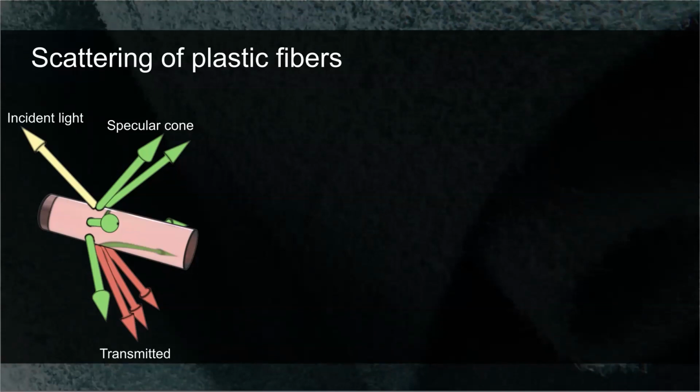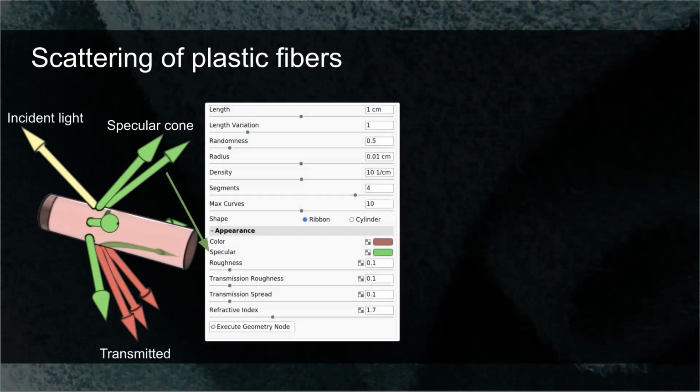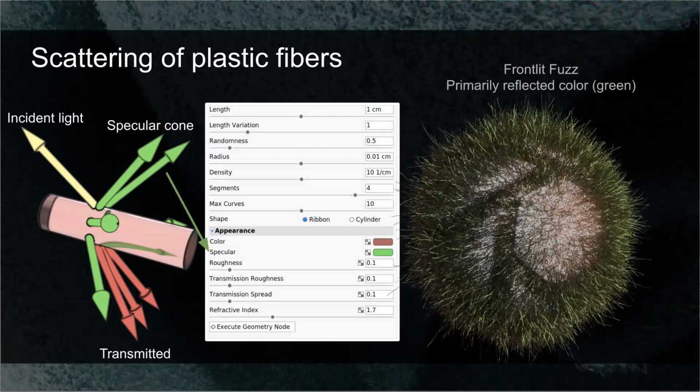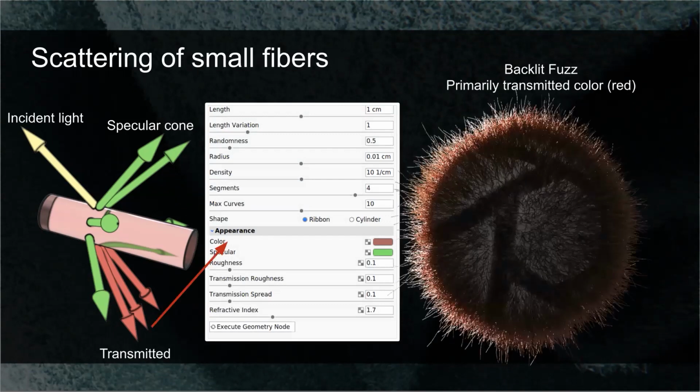But if you look at a Fuzz example here, I've taken some very ugly colors, but you can see the idea. If I apply Fuzz to our material ball and put a light straight in front of it, you will see almost only the green color reflected directly off the fibers. So that's almost always reflected straight back at the viewer. If, on the other hand, you put the light behind it, you will see much of the light transmitted, the red, via this transmitted cone of light.